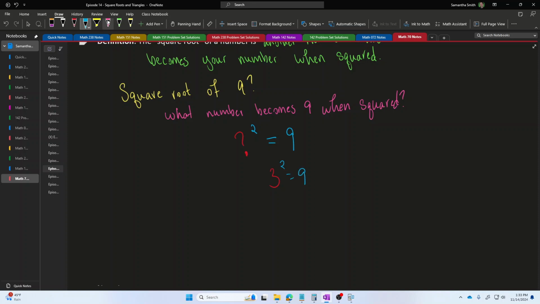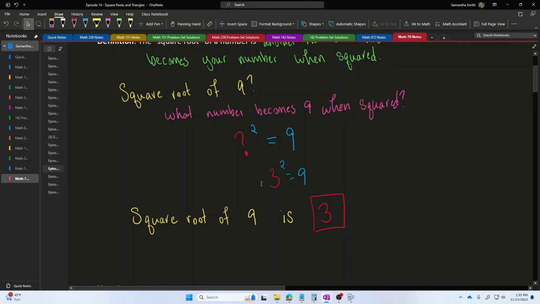Because of that, I would say that the square root of 9 is 3. The square root of 9 is 3.